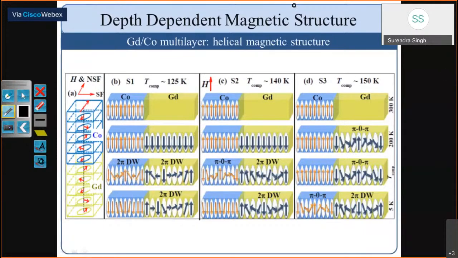So for fitting this data, we have assumed this is Gd, this is cobalt, and the spins are rotating and making a spiral kind of thing, a helical structure, as a function of thickness. Okay, so it is rotating as we move from bottom to top. This kind of structure we have considered and obtained different structures at different temperatures for all the films S1, S2, S3. So this is the advantage of doing this kind of study.